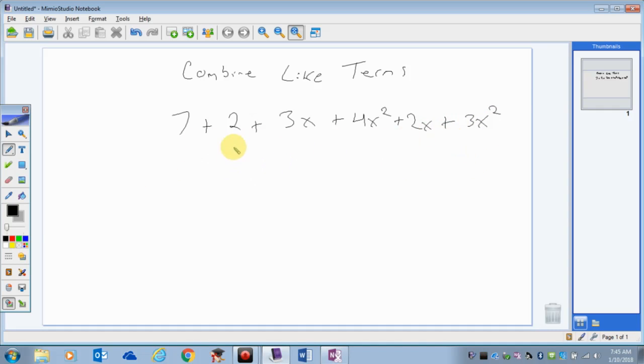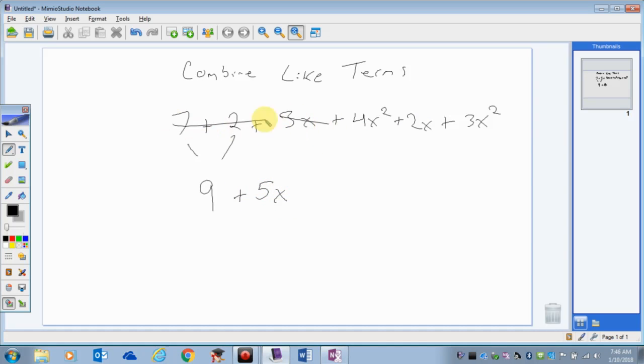The ones that are alike, the 7 and the 2 are alike because they don't have another variable with them, so we can add, it says combine the like terms. So 7 plus 2 is 9. Then we have 3x. Are 3x and 4x squared like terms? No, they're not, because this one has an exponent behind its variable. Are 3x and 2x the same? Yes, they are, so we combine them. And they're being added, so it says plus 2x, so 3x plus 2x, so it would be 5x.